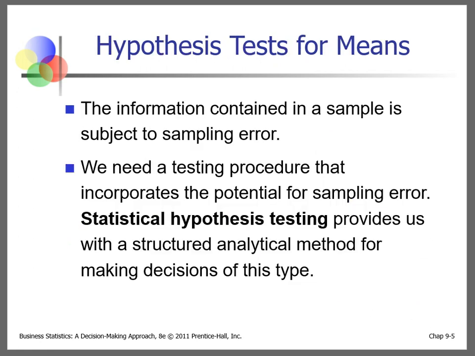By now, you should know that the information contained in a sample is subject to sampling error. The sample mean will almost certainly not equal the population mean. Therefore, in situations in which you need to test a claim about a population by using the sample mean, you can't simply compare the sample mean to the claim and reject the claim if they are different. Instead, we need a testing procedure that incorporates the potential for sampling error.